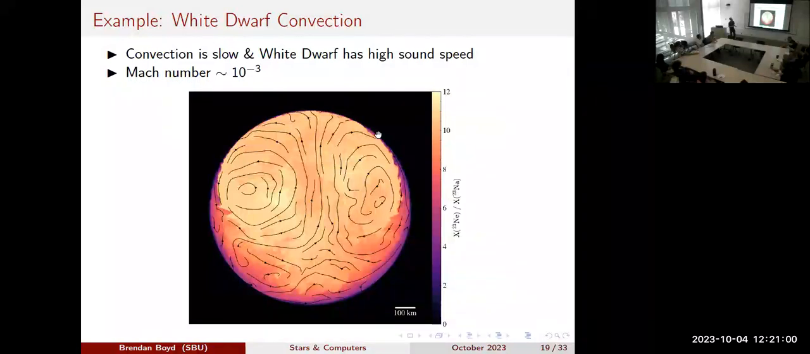Now, in this whiteboard convection scenario, if you remember that simulation I was showing, everything was moving slowly. And so we are in a low Mach regime. The white dwarf has a very high sound speed in it. Everything's packed in together and can communicate quickly. And so we have a Mach number of 10 to the minus 3. That means the time step that we want to take is 1,000 times smaller. We have to go 1,000 times slower than we otherwise would want to.